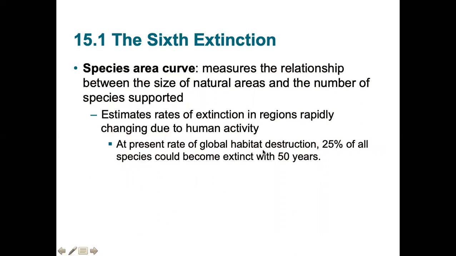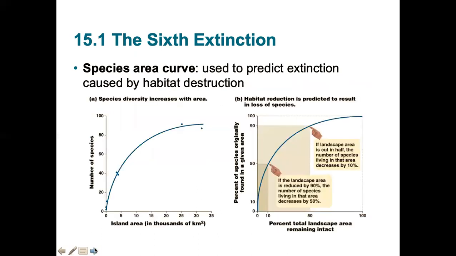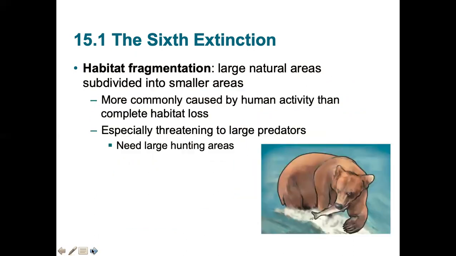And so at present, with global habitat destruction, 25% of species could be extinct within 50 years. There is a species area curve, and we use that to predict extinction. So when that species area curve shrinks, you're losing numbers of species.